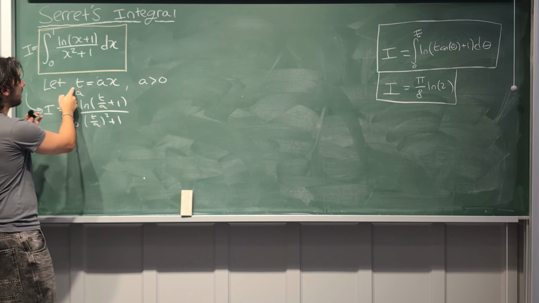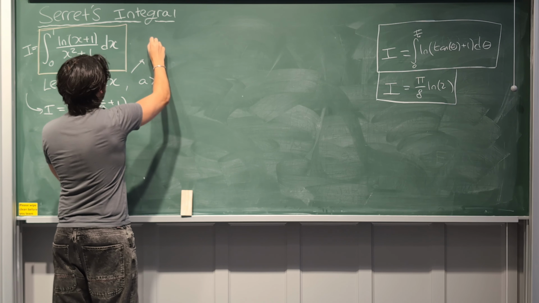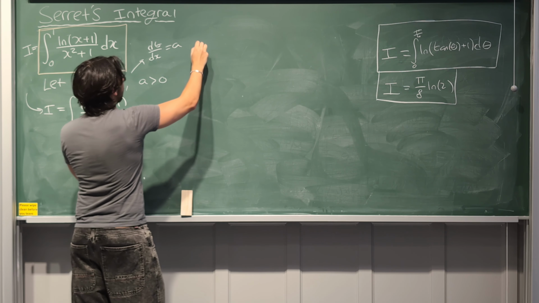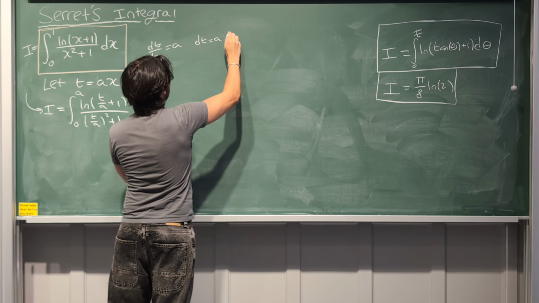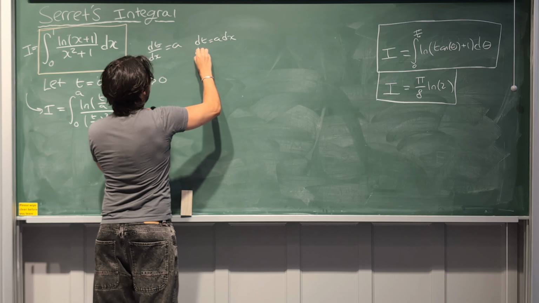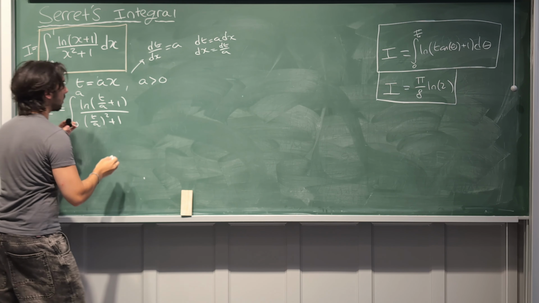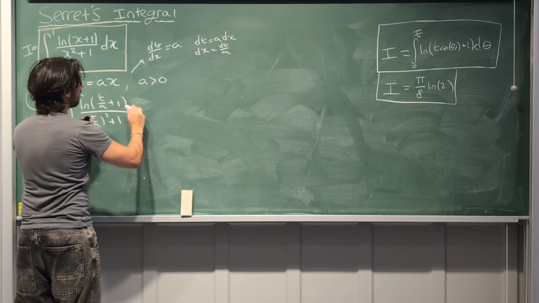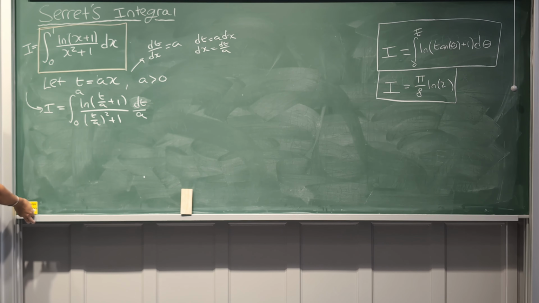Well, we can see that dt/dx is a. So dt/dx is just a, which means that dt is a dx. So dx is dt over a. So let's do that. So this is dt over a. Now you might say, whoa, what's going on there?